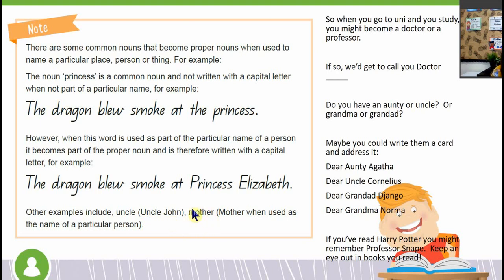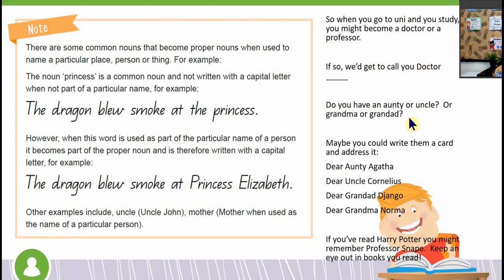If you're talking about a mother, so it's a non-specific mother, you don't know who you're talking about, could be anyone's mum, but if you're going to use it as the name of a particular person, like Mother Teresa, then you'd use a capital M and a capital T. So when you guys go to uni and you study, you might want to become a doctor or a professor. So if so, we'd get to call you Dr. Who. So then you'd get a capital D and a capital W for the beginning of your name.